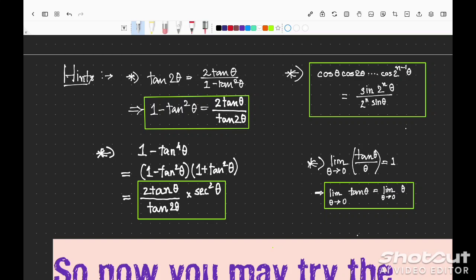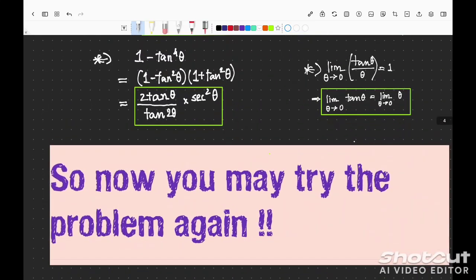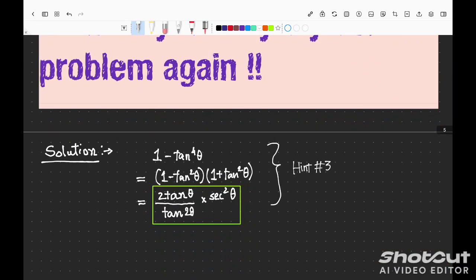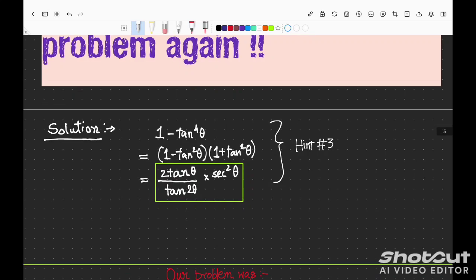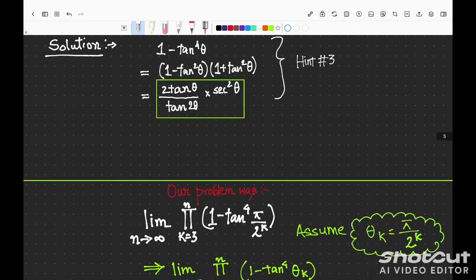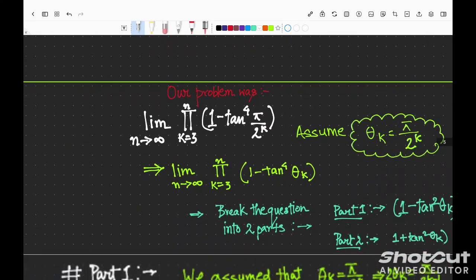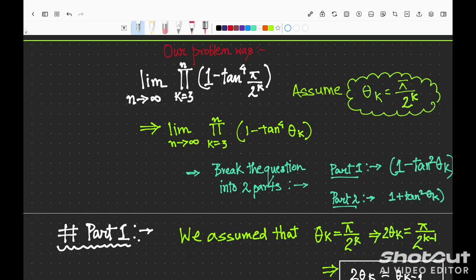So for the next part, before that you may try the problem again. If you haven't solved it yet, you may try the problem. I will be moving on to the next part so that it's easy for the other viewers. I have just written hint number 3 again, copied it down here. So in the problem, as you can see, we were given the... do not try to read it alone. Let me just guide you through it.